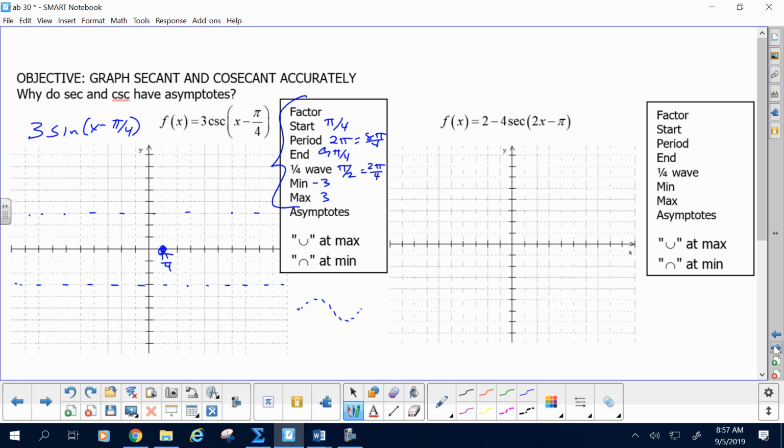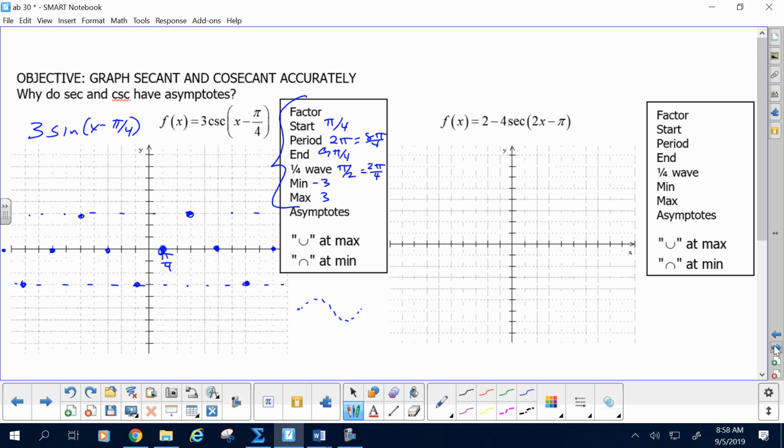When I travel 2 boxes on a positive sine curve, that takes me to a max. 2 more boxes takes me to center line. 2 more boxes, min. 2 more boxes. It feels like I end my graph about the center line. Going backwards, 2 boxes from pi over 4 to the left takes me to a min. 2 more boxes, middle, max, middle, min, and I don't quite get back to my middle.